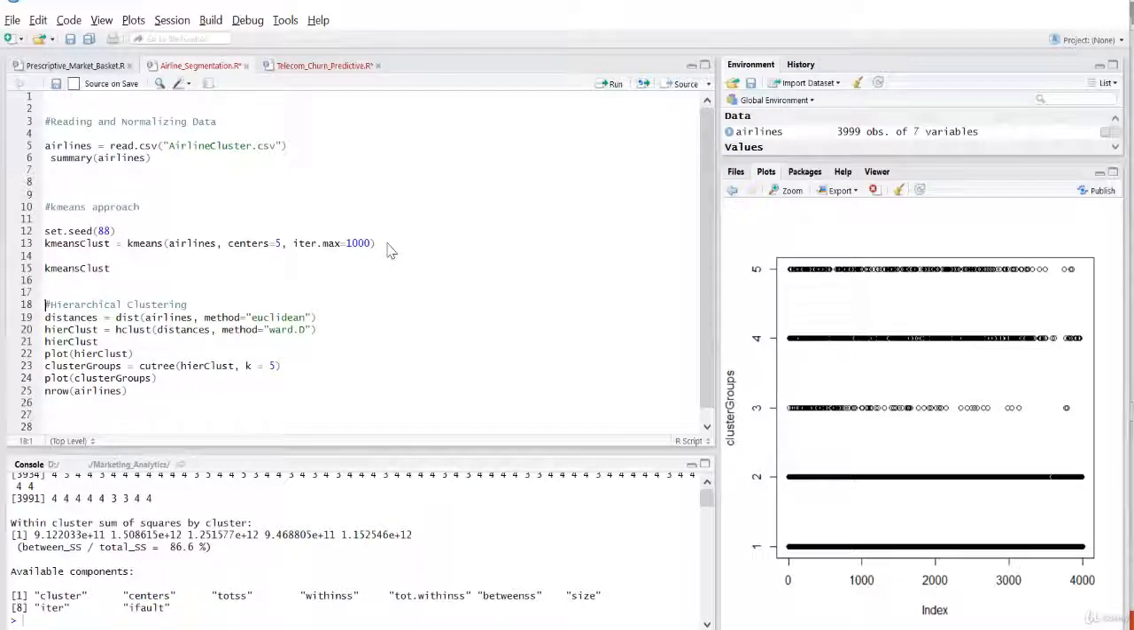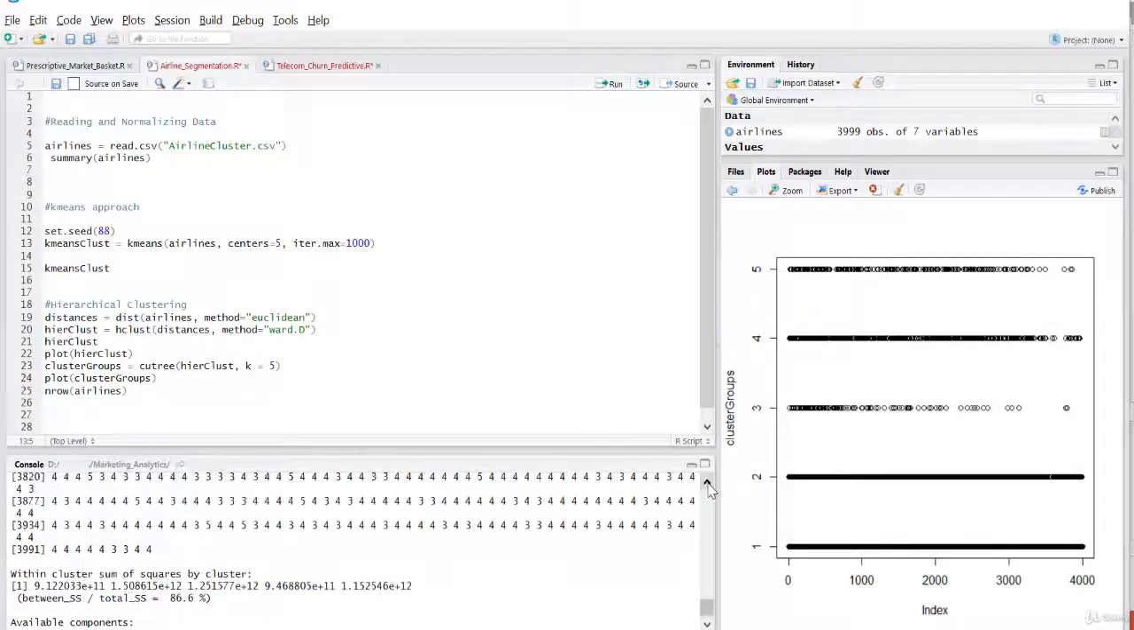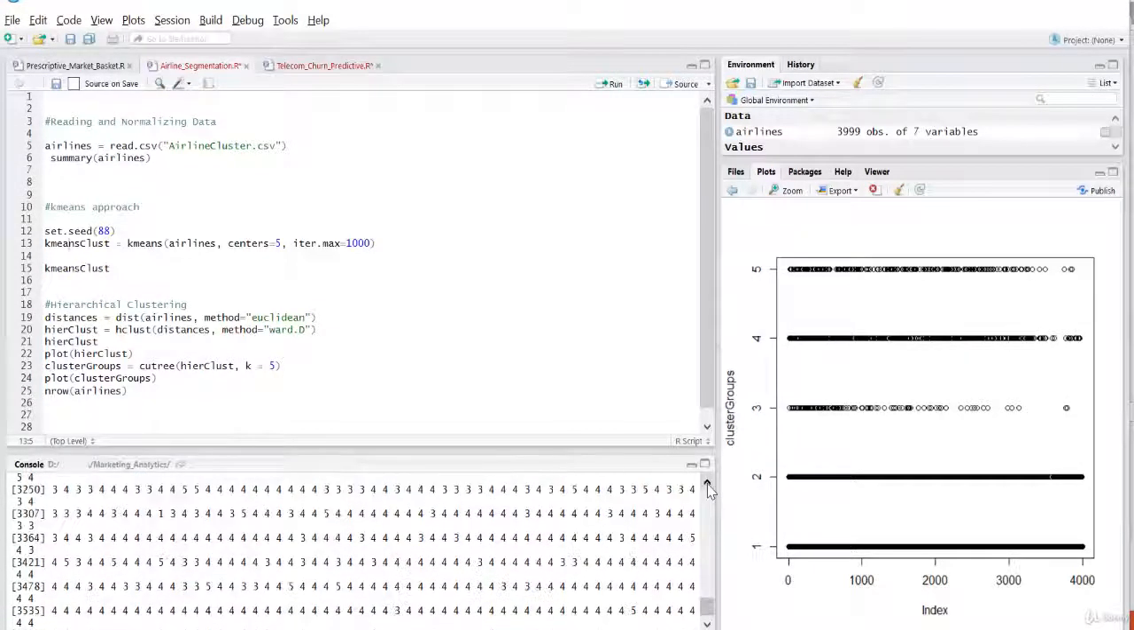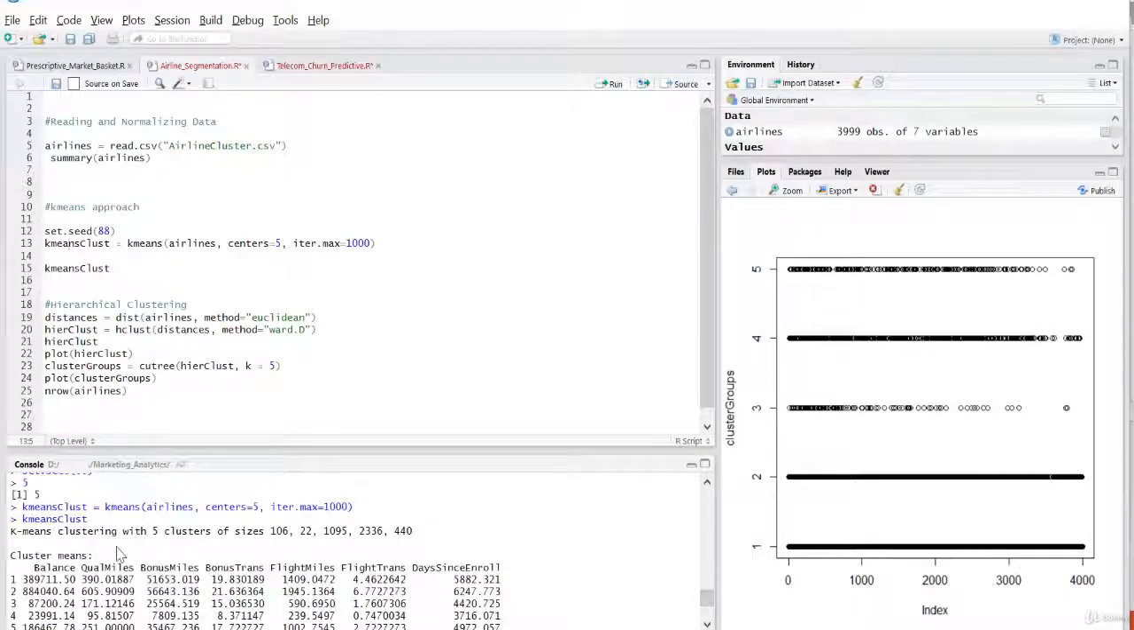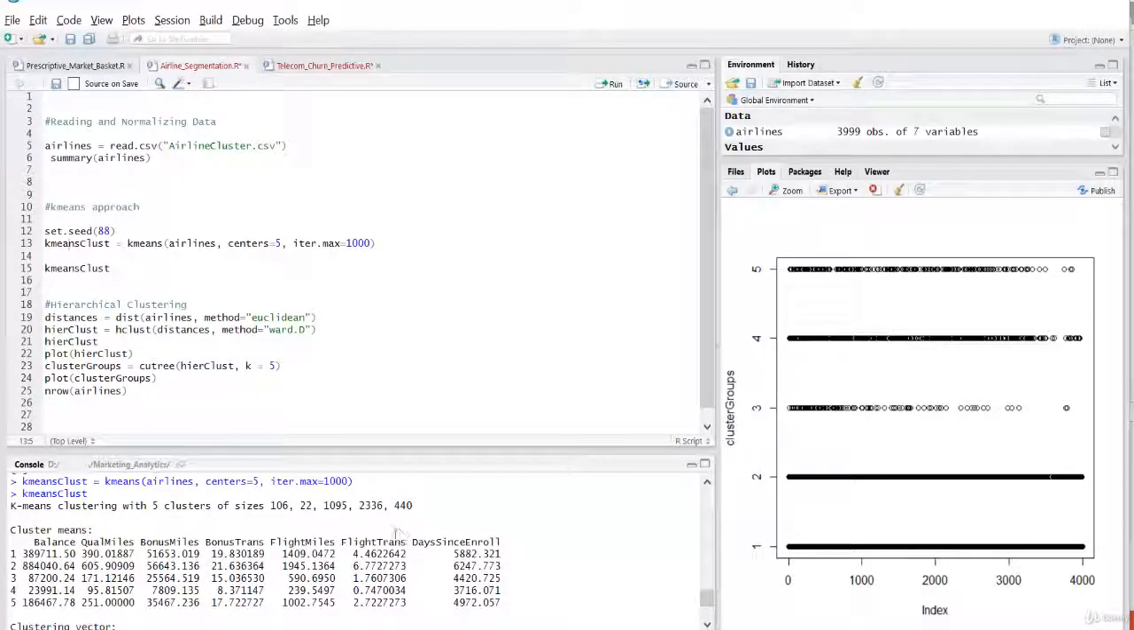Then if I plot this algorithm or the data frame which I have developed from this, I see that the result obtained is something like this. We'll slowly go and interpret this result. If you see, the k-means clustering with 5 clusters of these sizes were formed. As we know, we have around 4,000 respondents.